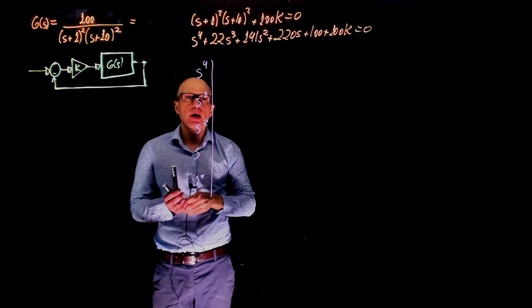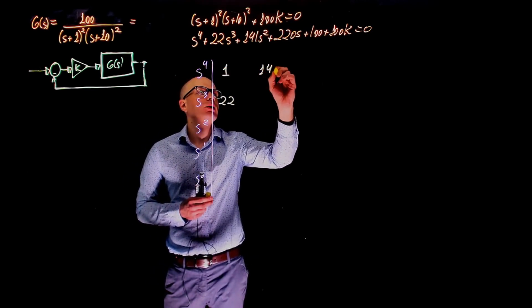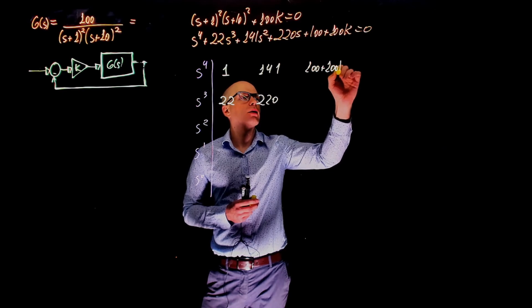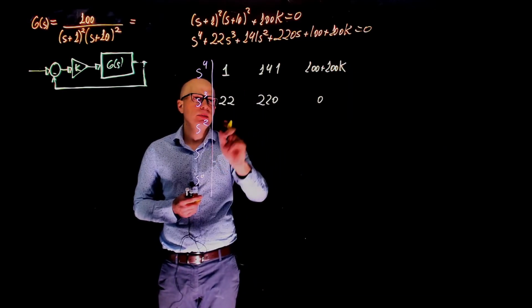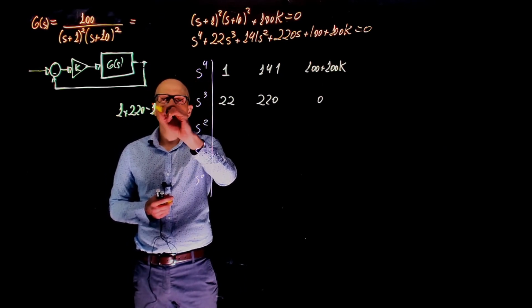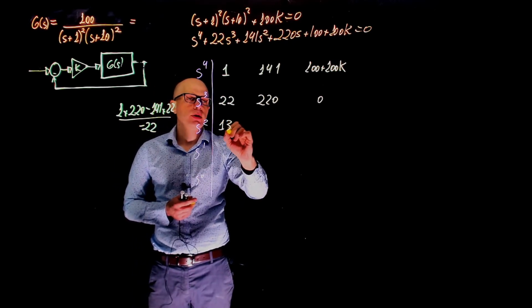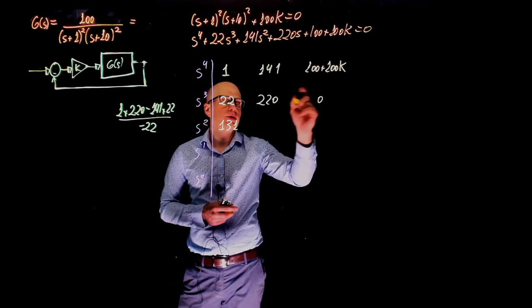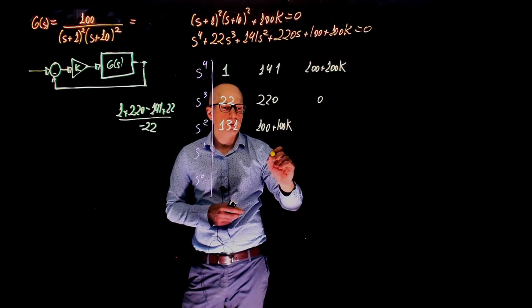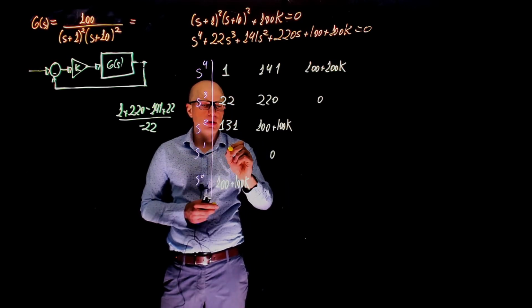What are the coefficients? We have for s^4, 1, for s^3, 22, s^2 is 141, s^1, 220, s^0, 100 plus 100K, and this element is 0. We can look at this element here. This is this multiplication, 1 times 220 minus 141 times 22 divided by negative 22. This is 131. This element, because this cell is 0, is 100 plus 100K. And this one here, we're going to call A.